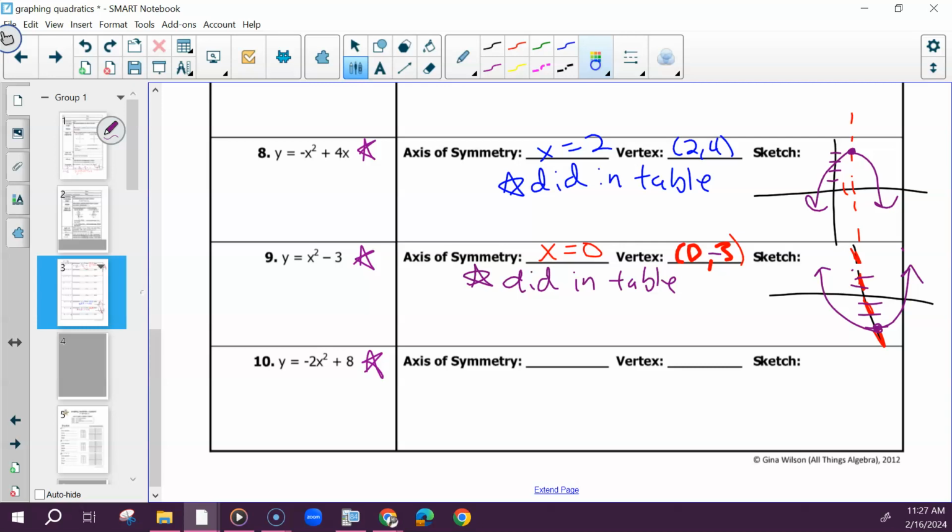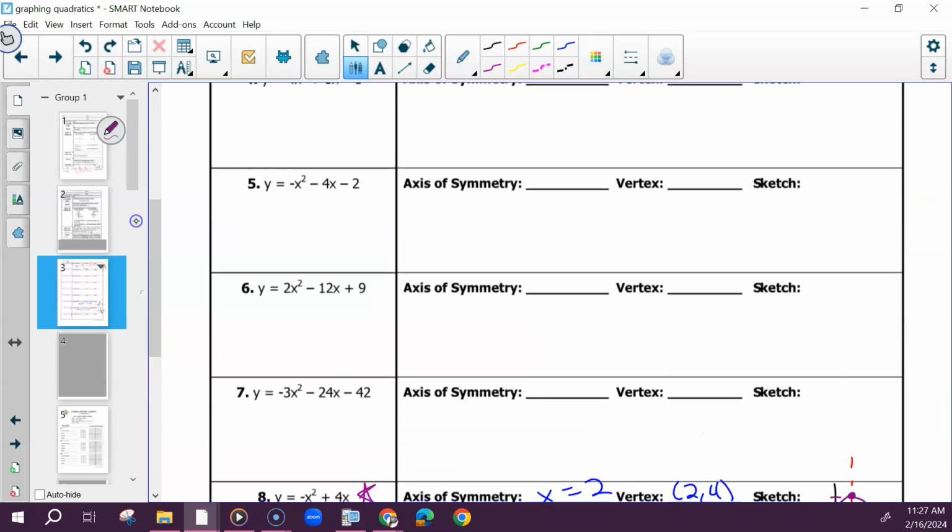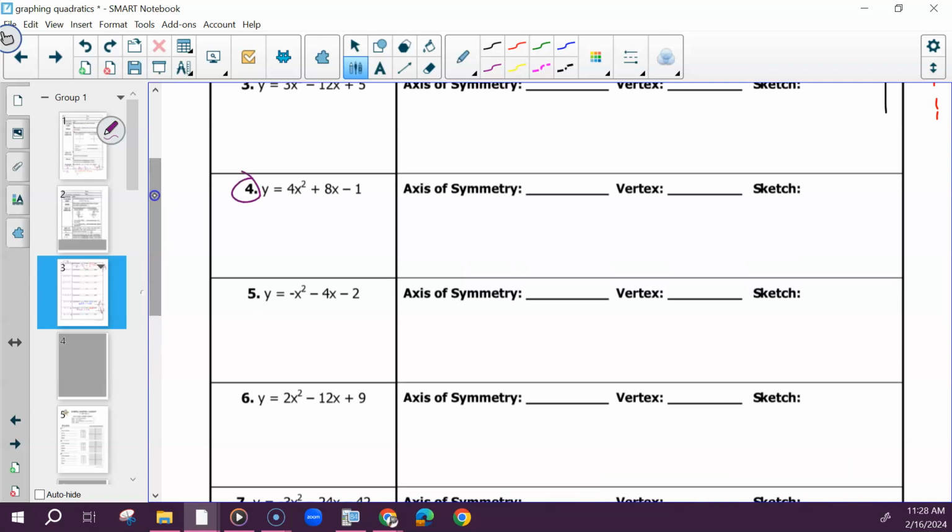Algebraically or in the calculator. Algebraically, okay. While I'm doing this algebraically, if you still want to do it in the calculator, that's fine, because you should get the same thing.